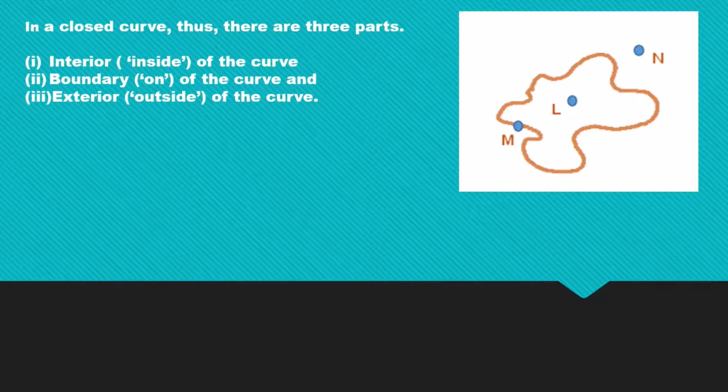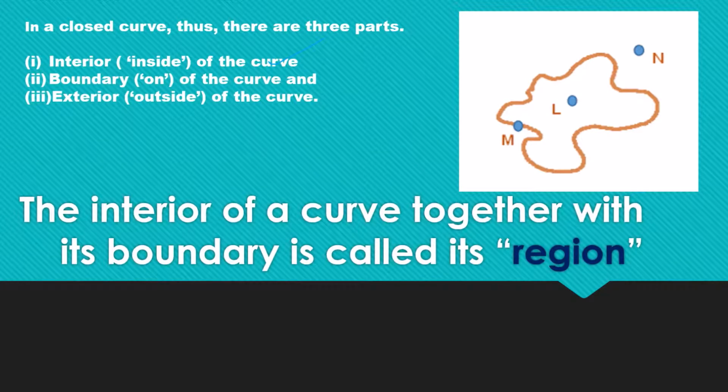In a closed curve, of course this is a closed curve, we discussed that there are 3 positions: interior of the curve, inside, boundary, and exterior, outside of the curve. Here I have denoted the points L, N, and M. In this figure, L is in the interior, N is in the exterior, and M is on the curve.